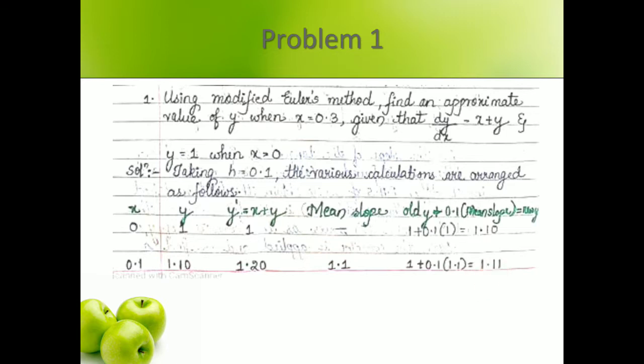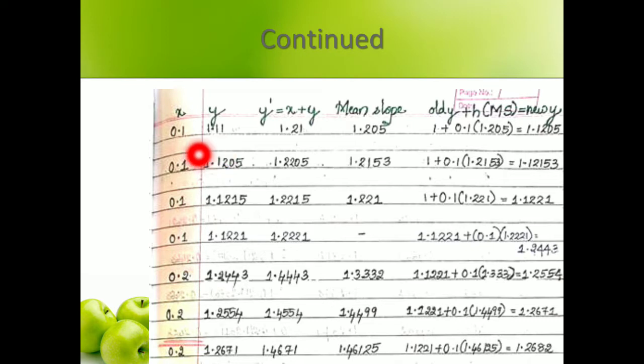This new y value should be carried to the next step to find at 0.1 of x. When x is 0.1 and y is 1.11, you need to find the y dash value, the mean slope, and you will get a new y value. The new y value we have got is 1.1205. This will be carried to the next step and you have to take 0.1 till you get similar new y values, meaning the y values you get should be similar up to the decimal places also, then you can stop the iteration. Till then you have to continue the iteration in the same way.